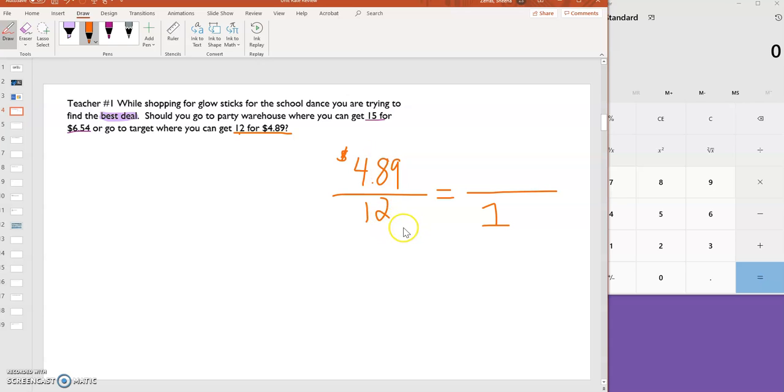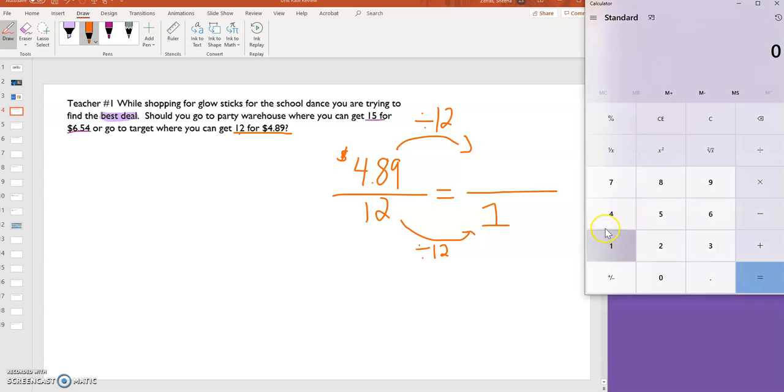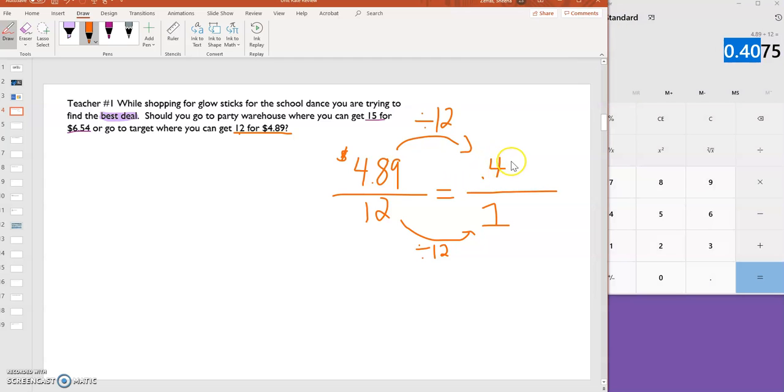With equivalent fractions, we can multiply or divide. And in here, going from 12 to 1, we get there by dividing by 12. And so we will then also divide our dollar amount by 12. You can feel free to do this calculation right on our calculator. And when we talk about money, I'm just going to worry about the first two decimal places. 0.40 is fine for this problem.